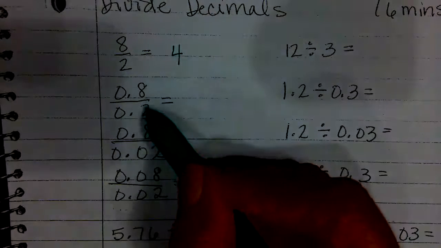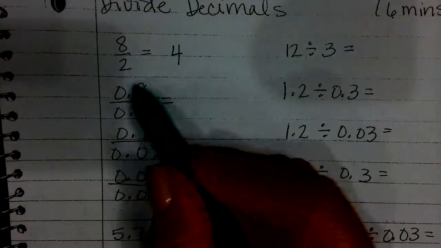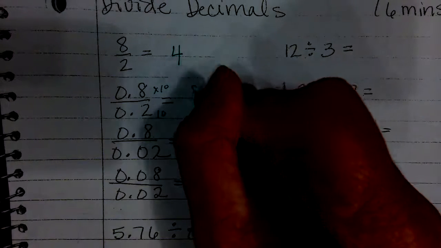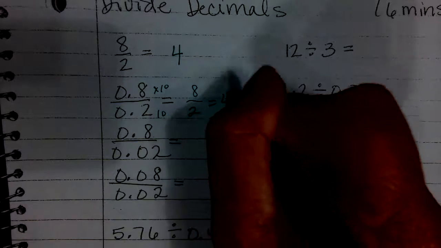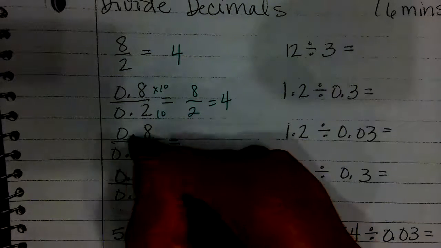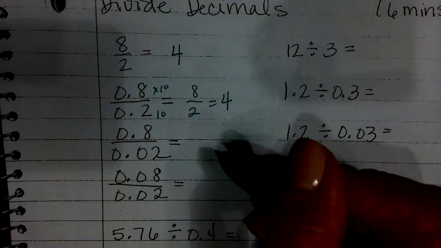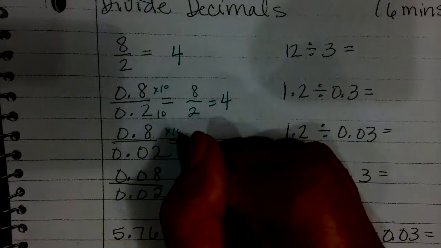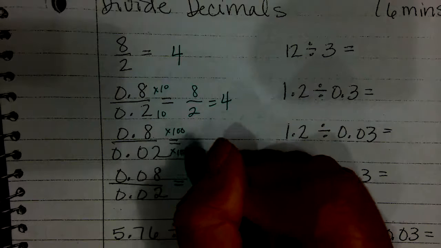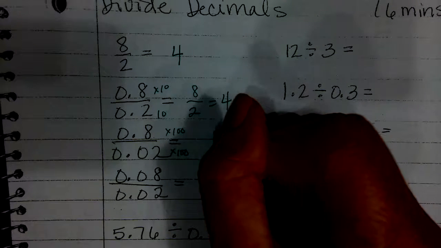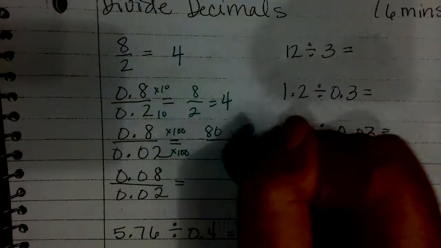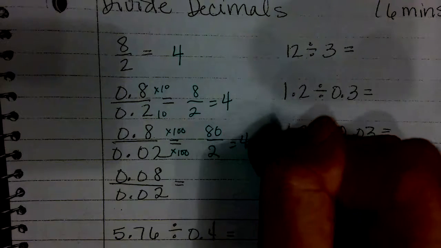4. What am I going to multiply by in order to get rid of this decimal? Times 10, times 10. 8 over 2 is 4, right? All right, what about this one? What are you going to multiply by? You're going to multiply by 100, right, to rename that decimal as a whole number. And this, you're going to move ones twice. You're going to end up with 80 over 2, which is 40.